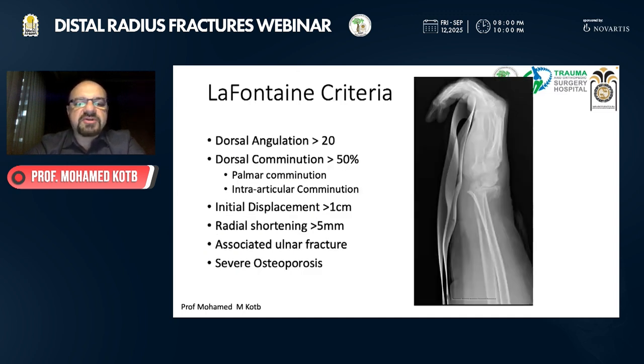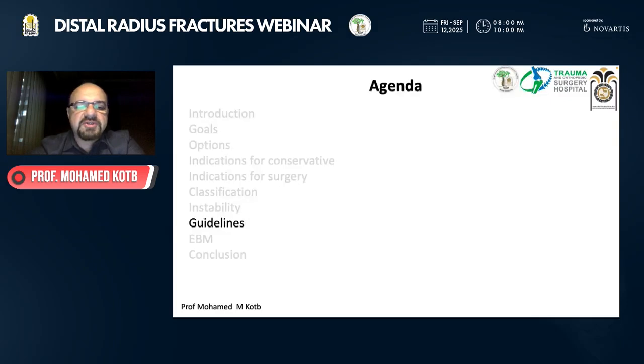In contrast to the previous slide for the indications of surgery stated by the American Academy of Orthopedic Surgeons, you will find some changes in these numbers. For example, the dorsal angulation now is 20 degrees, dorsal comminution more than 50%, either palmar or intra-articular, initial displacement more than 1 centimeter, radial shortening more than 5 millimeters, associated ulnar fracture, and severe osteoporosis. These are the LaFontaine criteria to decide to do surgery or conservative management for such patients.